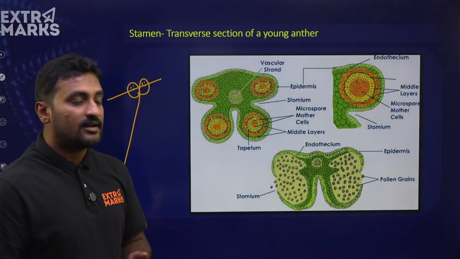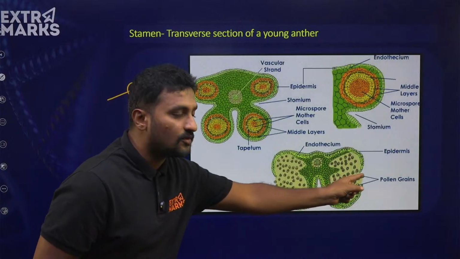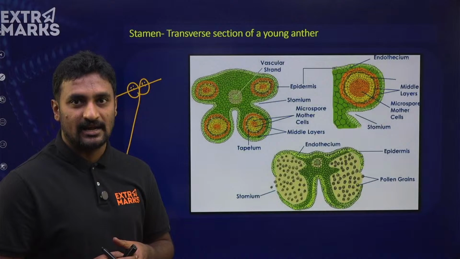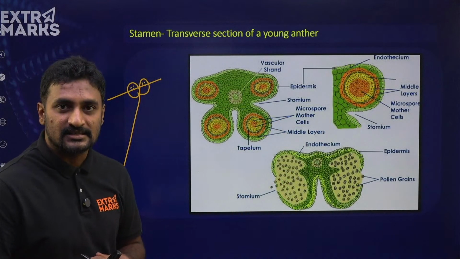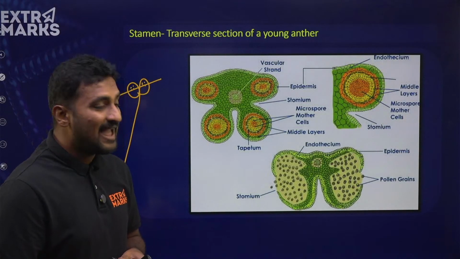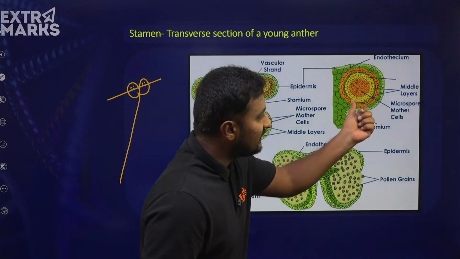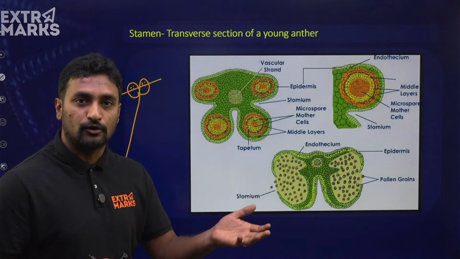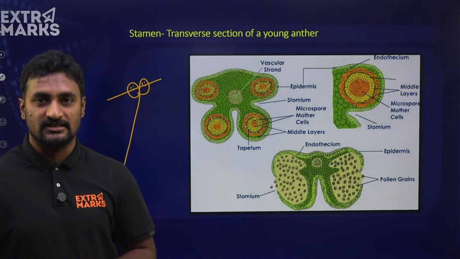The second layer is called the endothecium, which basically helps in dehiscence of the anther, so later on the pollen grains are going to be released outside. Followed by the middle layer, which is made up of 3 layers and helps in storage because it is made up of parenchymatous tissues. And finally, the most important layer, the tapetal layer, which provides nourishment for the growing microspores, which are later going to change into pollen grains and be released outside.